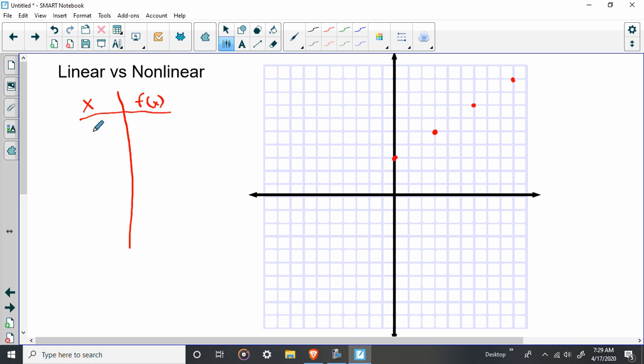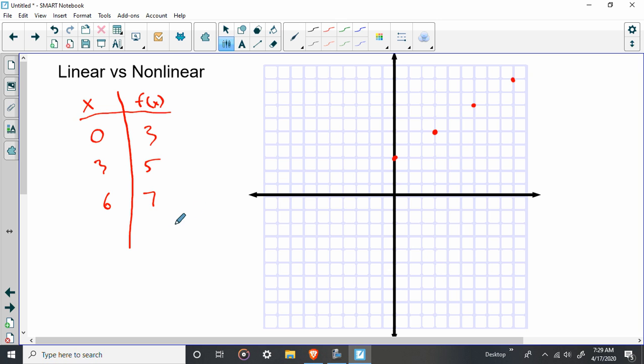I've got 0, 3. That's this point, right? Then I've got 3, 5. And this point, 6, 7.